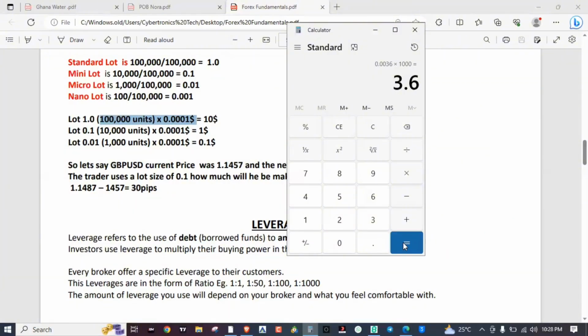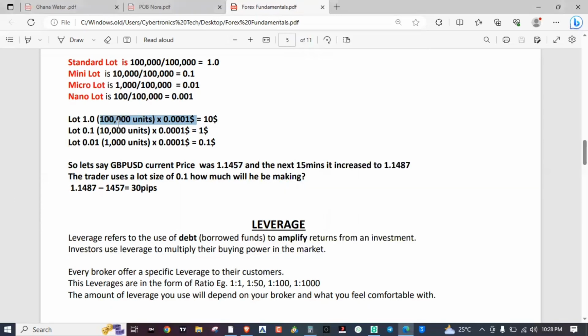So if the pips are going ahead, if it's going in your favor, you are making $3.6. But if your account is bigger, you can choose a bigger lot size. Are you getting it? However, to purchase 100,000 units, you need about $100,000. Are you getting it? Because you are buying dollars. It's like you are buying $1 100,000 times. That's what it means.